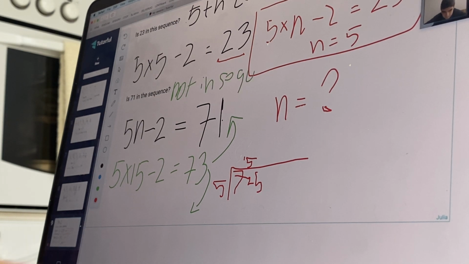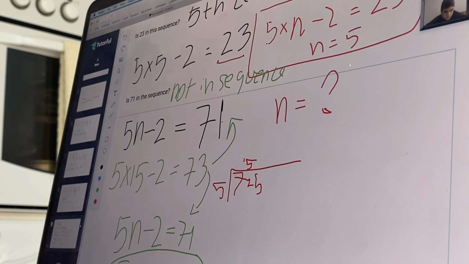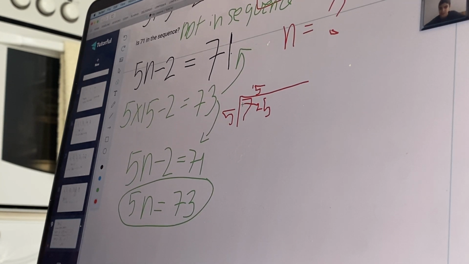Another way to see this, so let's have a quick other look at this. Trying to solve this equation, 5n minus 2 equal to 71, then we do 5n equal to 73. What can you say about the equation 5n equal to 73? Would it give you a nice answer? Let's see. Let me scroll down. Yeah, right at the last one. 5n equals 73. 5n minus 2 equals 71.